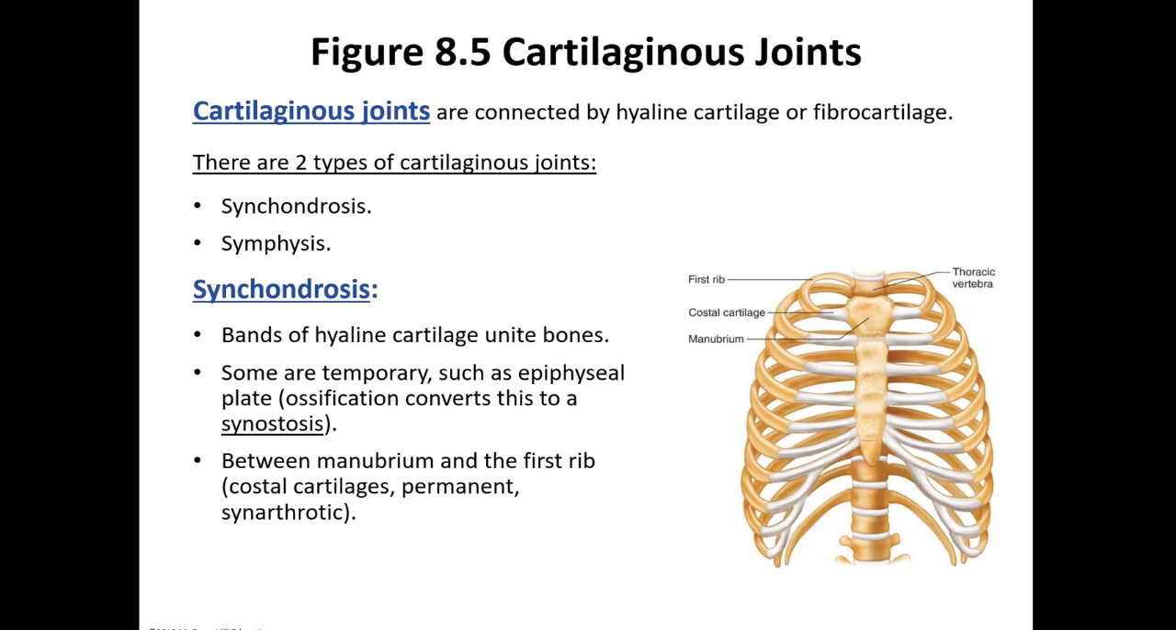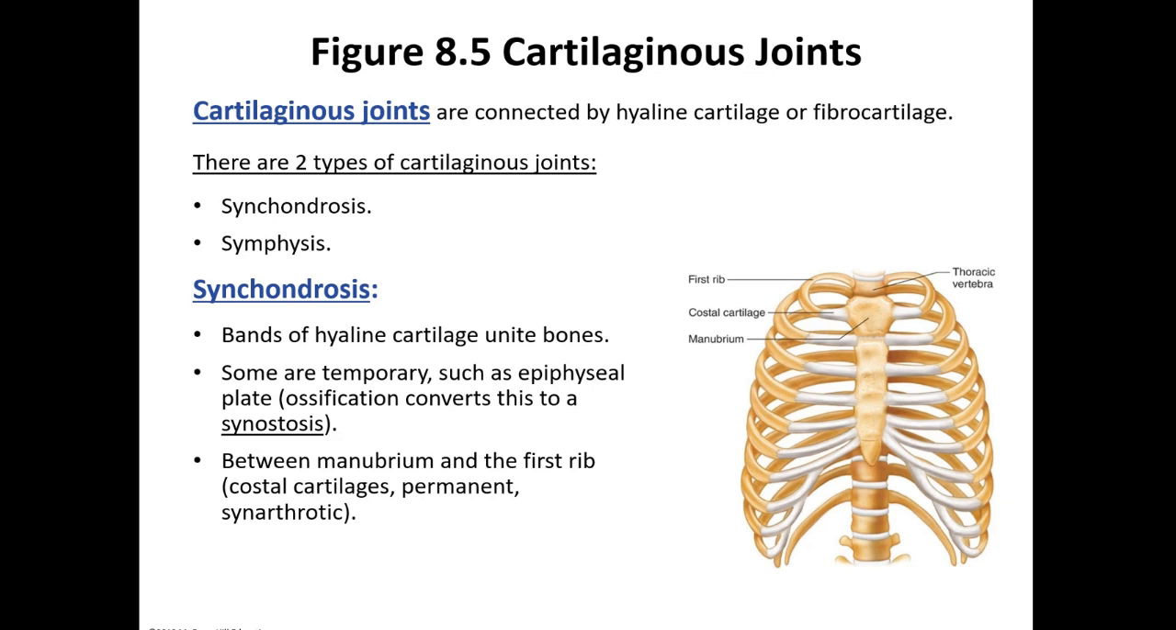Another example of synchondrosis is the epiphyseal plate of cartilage that we call the growth plate. Over time, that growth plate is replaced by bone tissue, which makes the bone mature. So the epiphyseal plate of cartilage over time converts to what they call synostosis, which is ossification when the bone becomes mature.